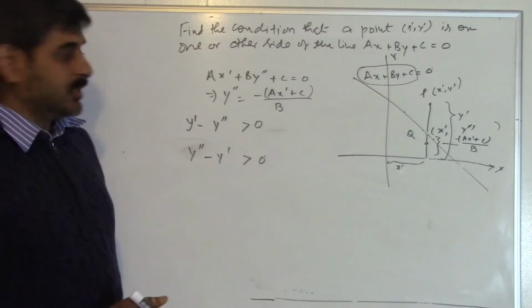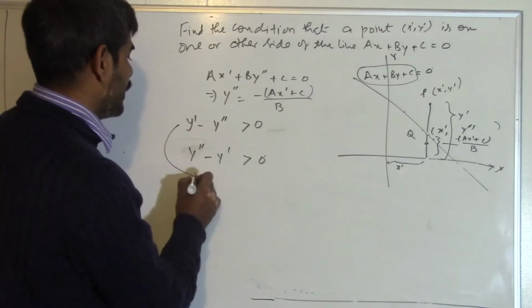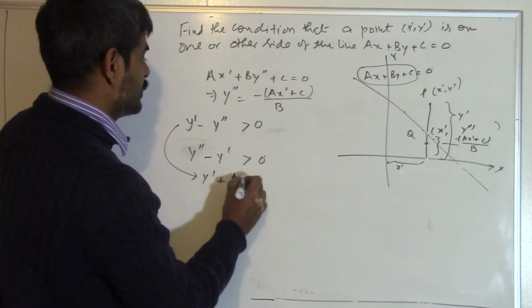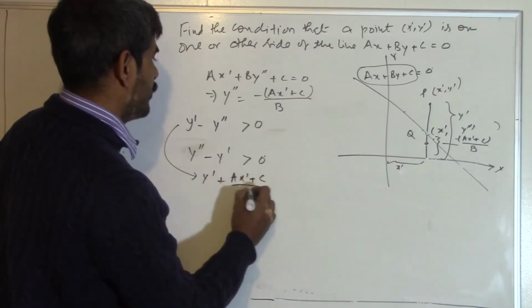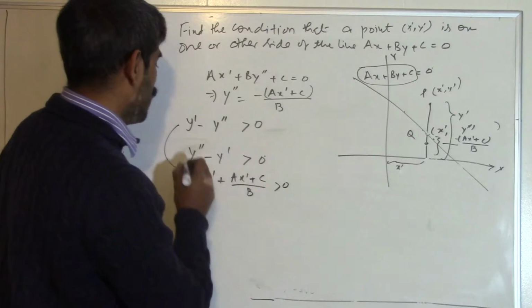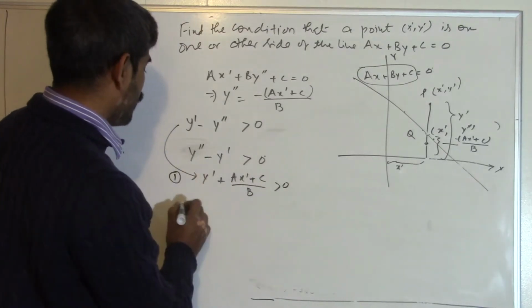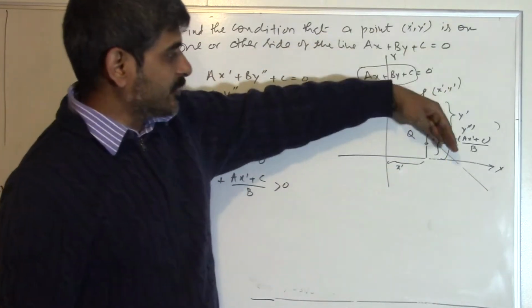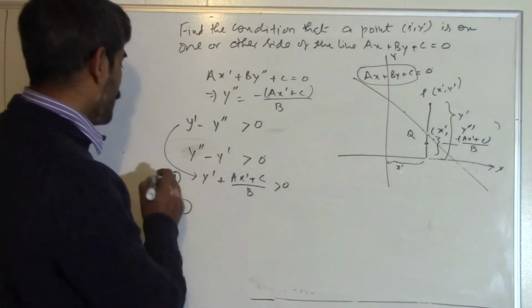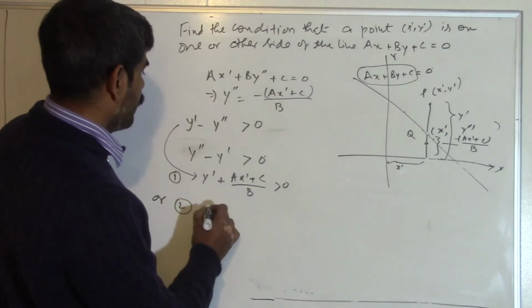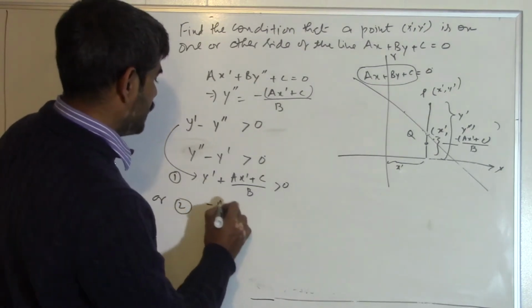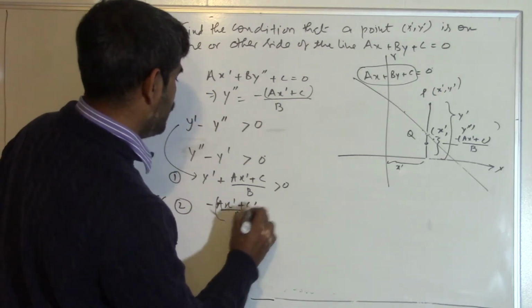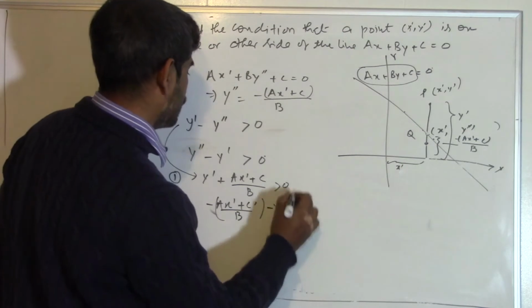And from these two things, we can substitute the value of y double dash. We get y dash minus y double dash is nothing but (ax dash plus c) divided by b must be greater than 0. Either this will be true or this will be true, depending upon whether this point is on one side of the line or the other side of the line. So either this, or y double dash, which is minus (ax dash plus c) divided by b, minus y dash is greater than 0.